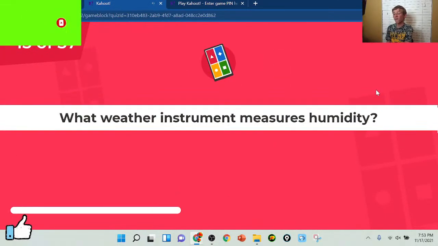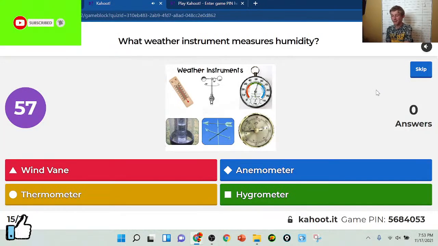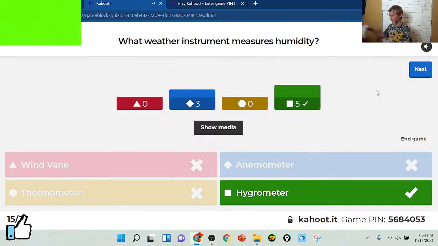Alrighty. What weather instrument measures humidity? The wind vane, the anemometer, the thermometer, or is it the hygrometer? Yes, it is the hygrometer. Very, very good.